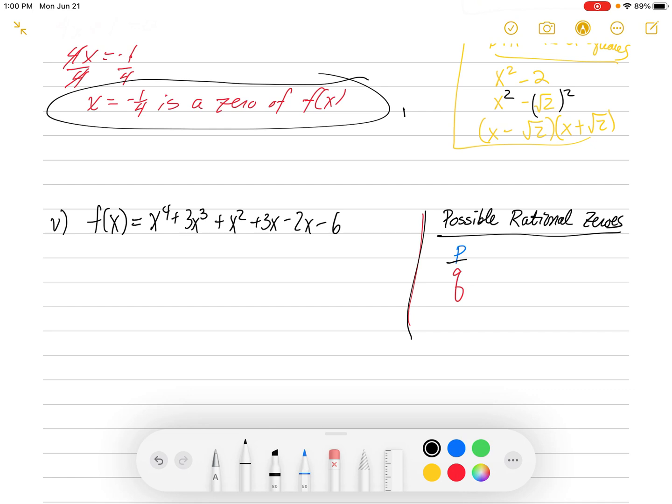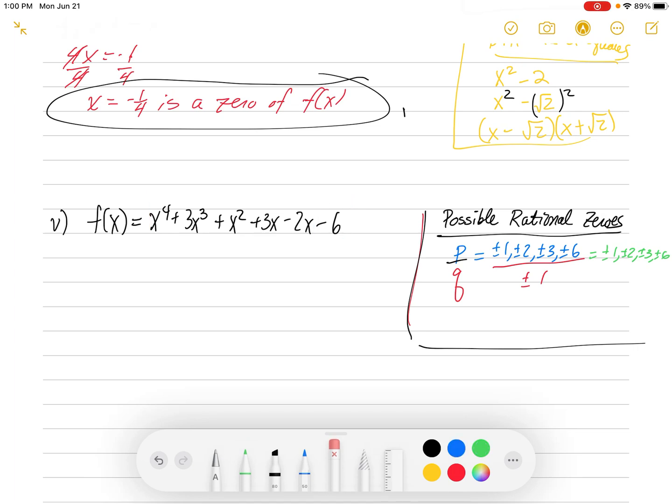So p over q. My p's are going to be my divisors of -6, so plus or minus 1, plus or minus 2, plus or minus 3, plus or minus 6, and my q's are going to be the divisors of my leading coefficient of 1, which is just plus or minus 1. So those would just be plus or minus 1, plus or minus 2, plus or minus 3, plus or minus 6. So I can try plugging those into my function and seeing if I get any of those to be zeros.